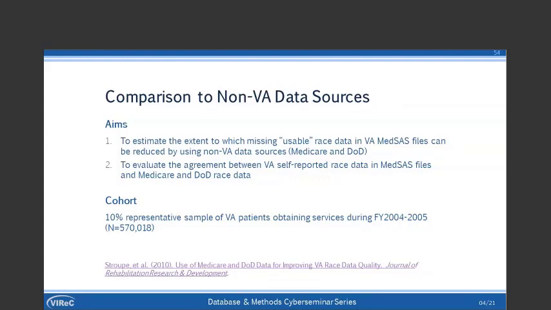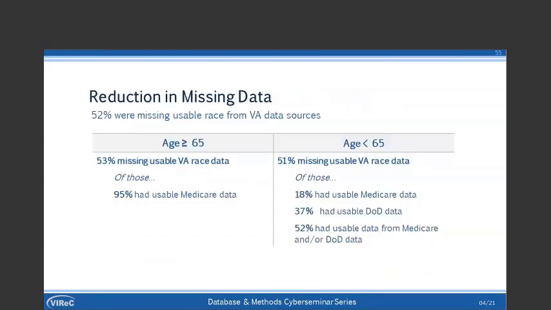Their cohort was a 10% representative sample of VA patients who obtained services during fiscal years 2004 to 2005, resulting in a sample of over 500,000 veterans. Because of the time frame in which they were looking at their data, about half were missing usable race from the VA data sources. Today we would know it would be closer to 10%. But once you condition on those who are missing data, the other results really still hold.